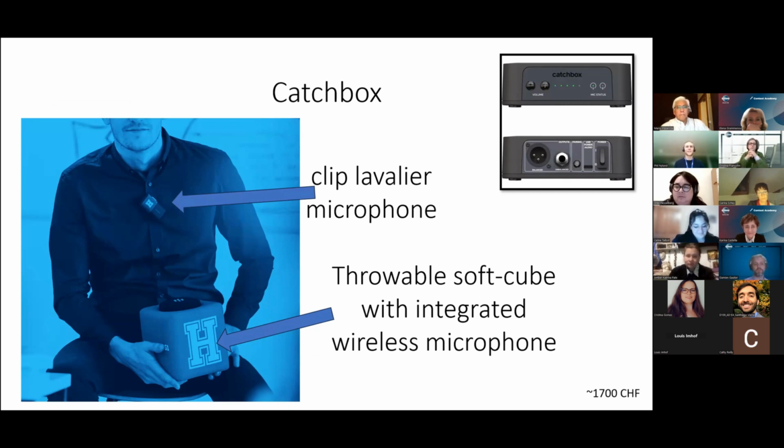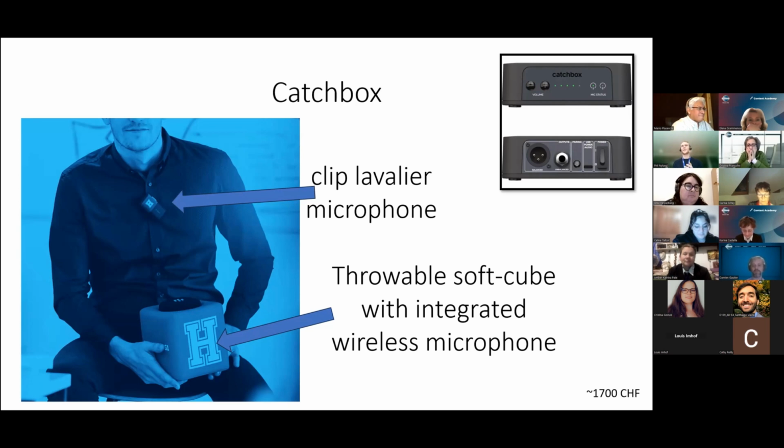It's called Catchbox, and you have this clip-on microphone that you can give to a contestant, for example. The contestant runs around with it, is always audible perfectly. But if you have audience questions, you have a throwable soft box with a microphone inside. So you can throw that, someone catches it, and when they hold onto it, there's a microphone inside. So when they talk, they will be heard very well.